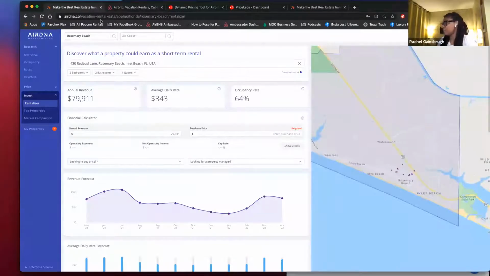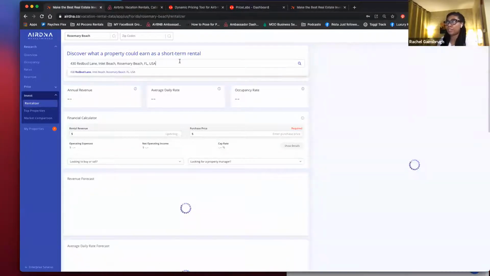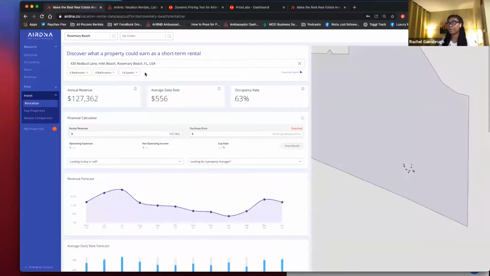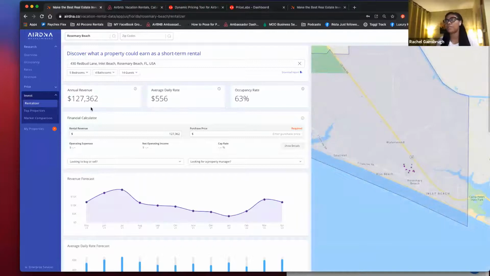So let's go back to the actual property. This is the property on the beach that we're looking at. Ours is under construction. This is one right next door to it. And so I do this a lot. I'll use a neighboring property to identify whether or not I should invest in a property. So when I put those numbers in, okay, here's the annual revenue for properties within these parameters. Here's the average daily rate and the occupancy rate.